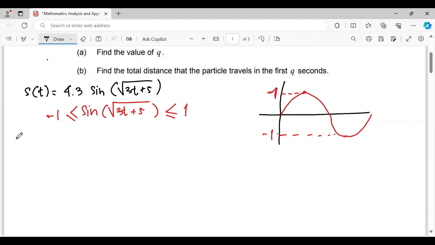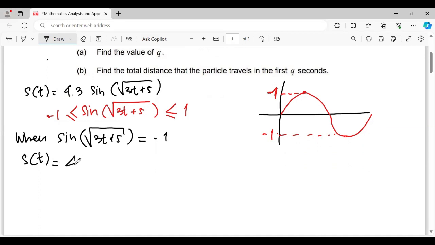So when sin(square root of 3t) plus 5 equals minus 1, s(t) will be 4.3 times minus 1, and it is negative 4.3. So it is the maximum point.